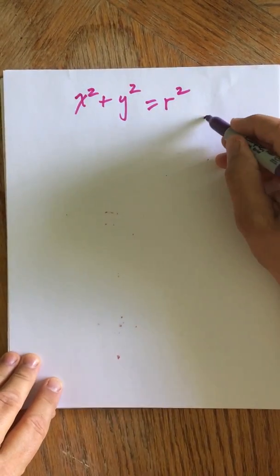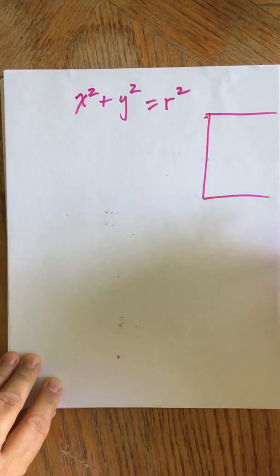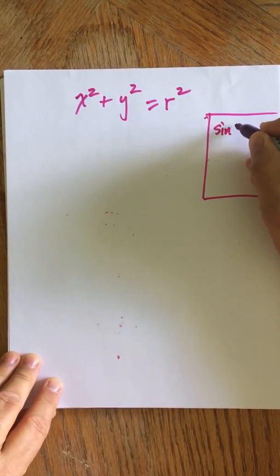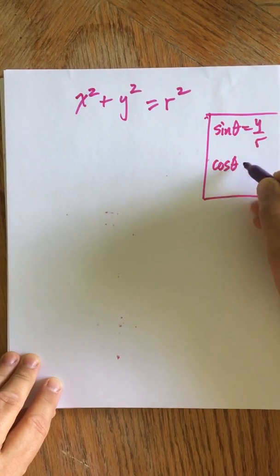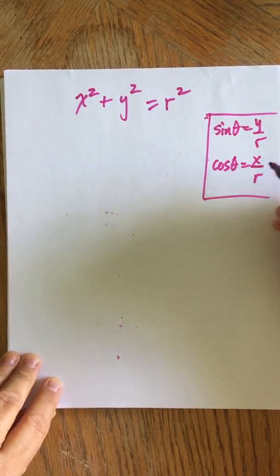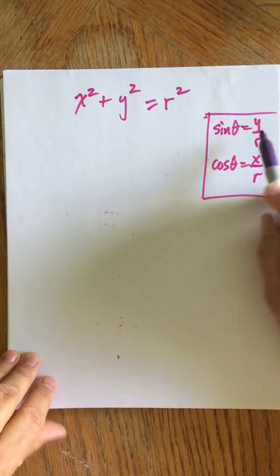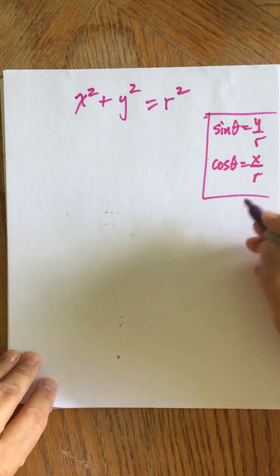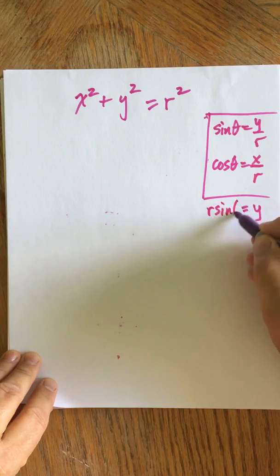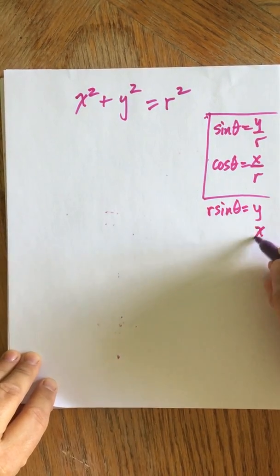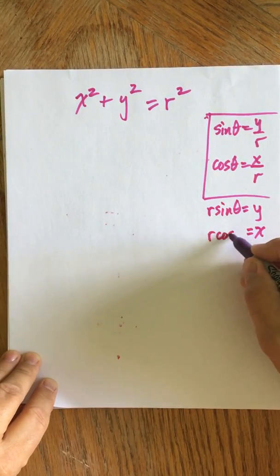We know that sine of an angle is y over r, and cosine of an angle is x over r, by definition. So I'm going to solve for y: y equals r sine theta. And here I'm going to solve for x: x is r cosine theta.